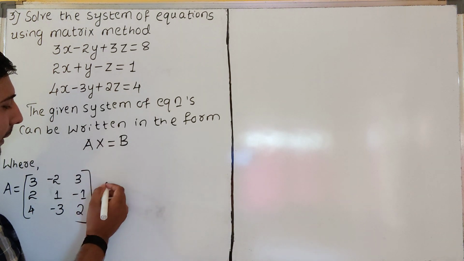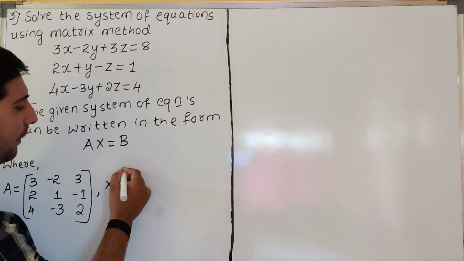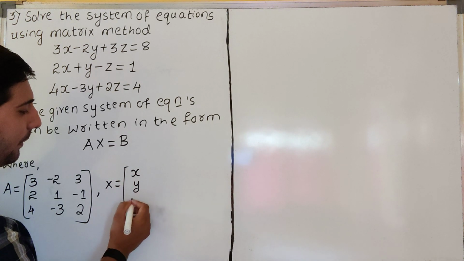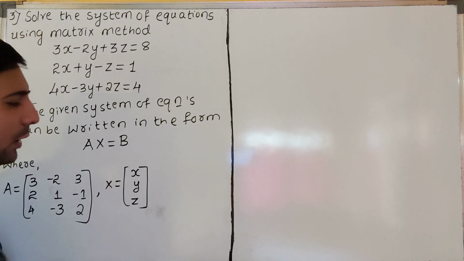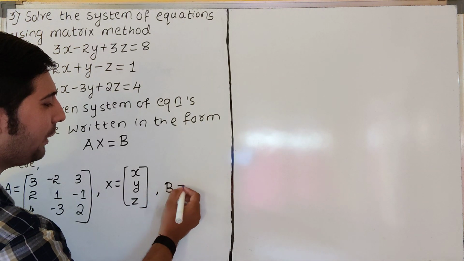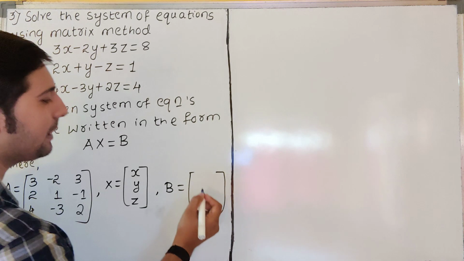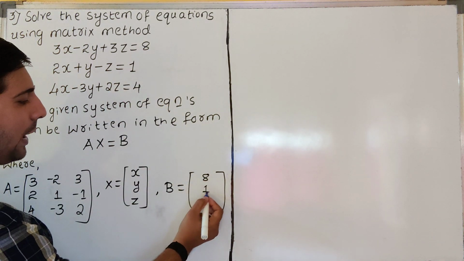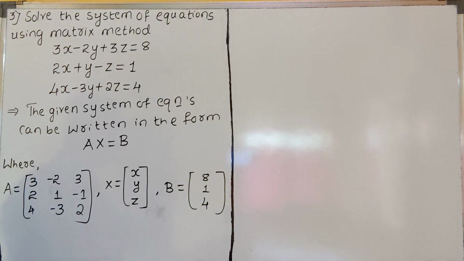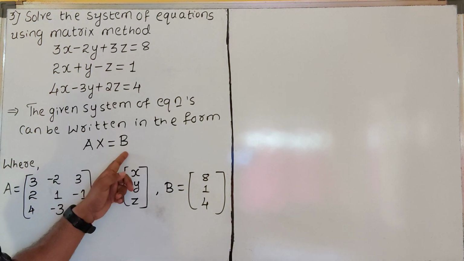So then what is X? X is nothing but small x, y, z, dear students. So then what is B? B is, you see here, nothing but 8, 1, 4, dear students. I hope it is clear. So 8, 1, 4. So then AX is equal to B.